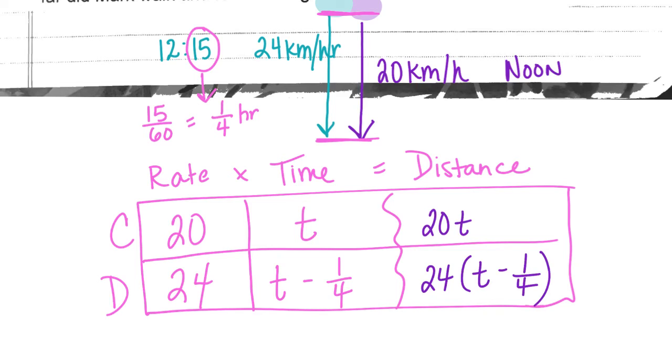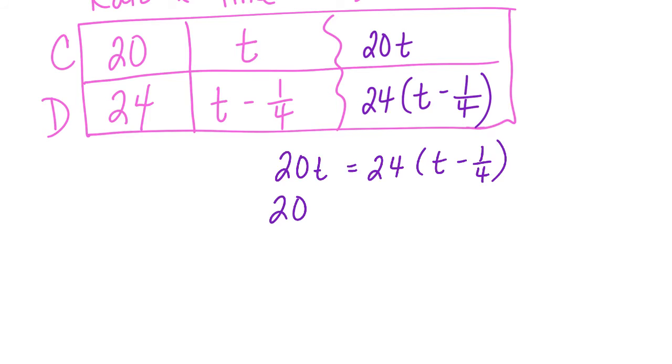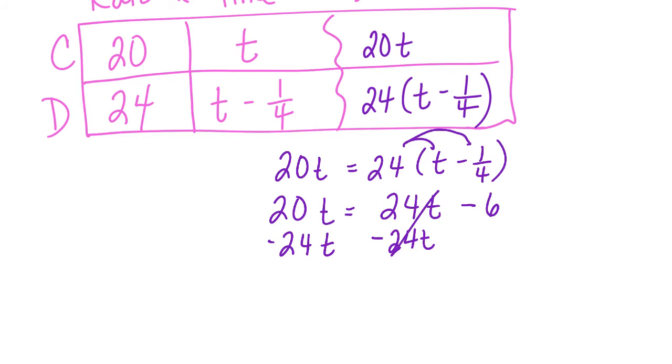Now we're going to multiply 20t and 24 times t minus 1/4. Don't forget we have to put this in parentheses. And because their distances are equal, 20t is equal to 24 times t minus 1/4. When I distribute, I get 24t minus, well, 24 times 1/4 is 6. We're going to go ahead and subtract 24t. And -6 is equal to -4t. When I divide each side by -4, t is equal to 3/2.